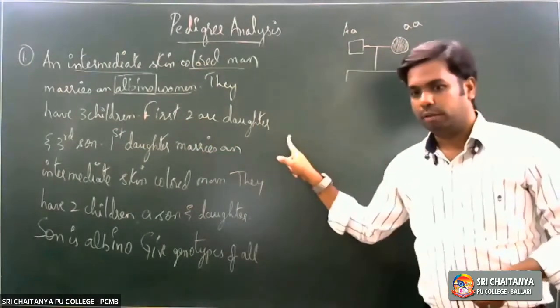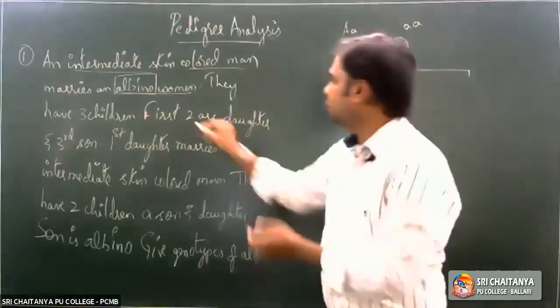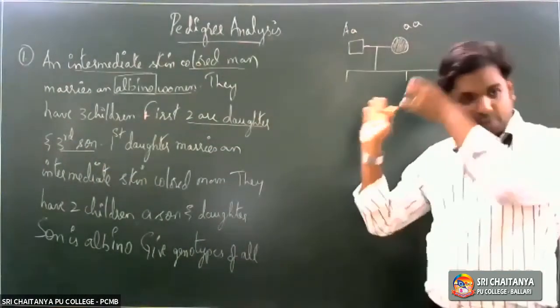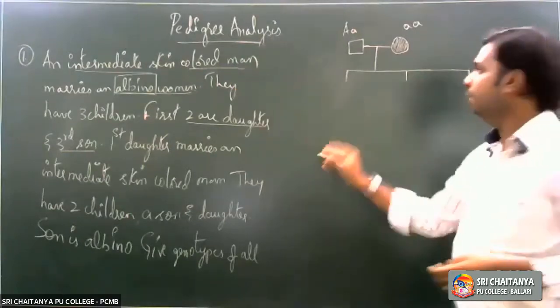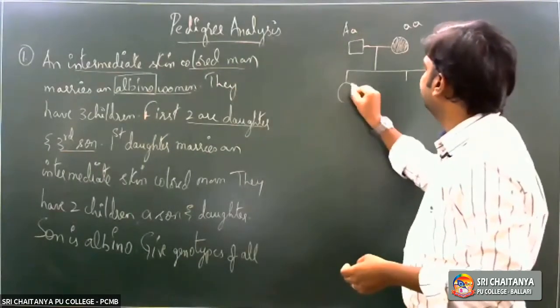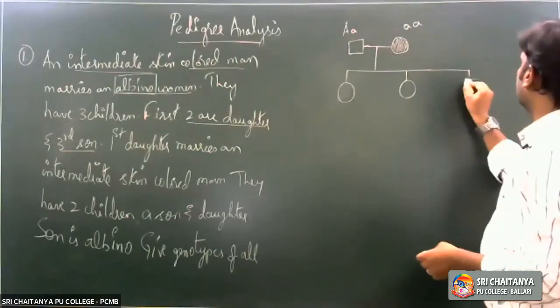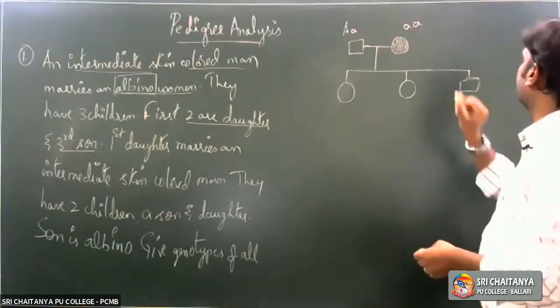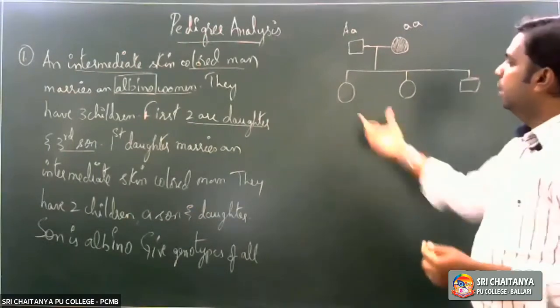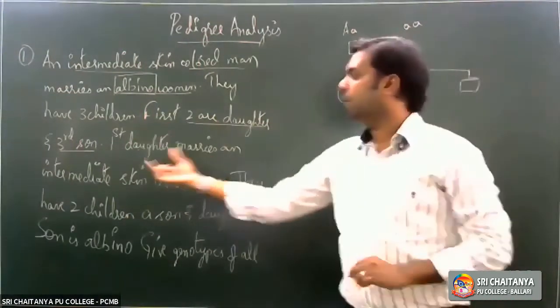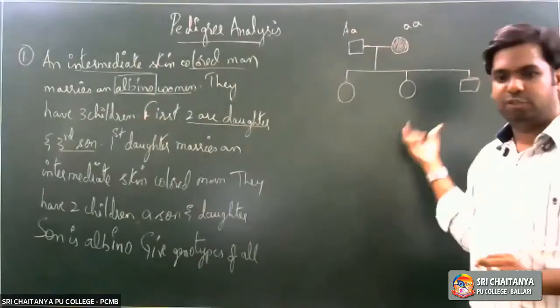So who is the first one? First two are daughters, right? The first two are daughters, third is the son. As I've already said, the first one will be towards the extreme left. So first daughter, second one is the daughter, and the third one is a son. This is how we represent it. Now, their genotypes are not known. They have not said anything about the genotypes of these children in the first generation.